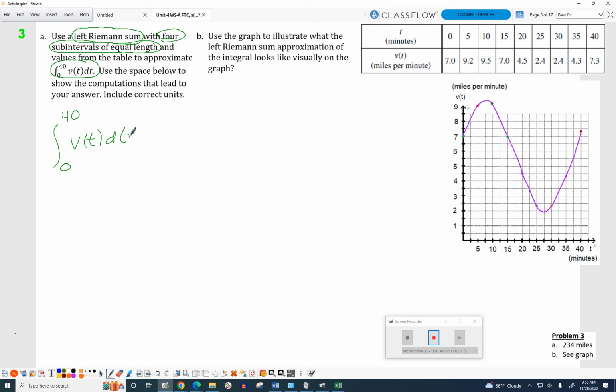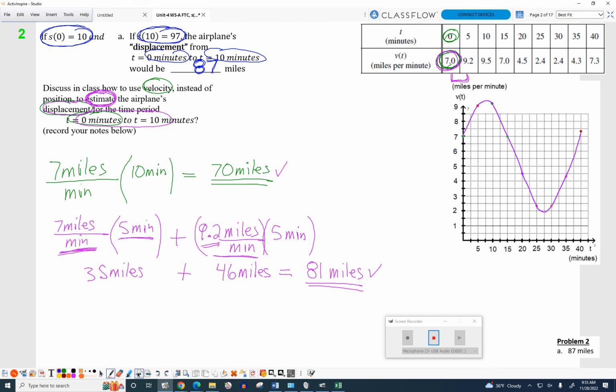So we're going to take a velocity. We're going to multiply that velocity by some change in time. And after we've done that over and over again, we're going to sum up all of those products. It's exactly what we did here. That's why Golden recognized it as an integral.